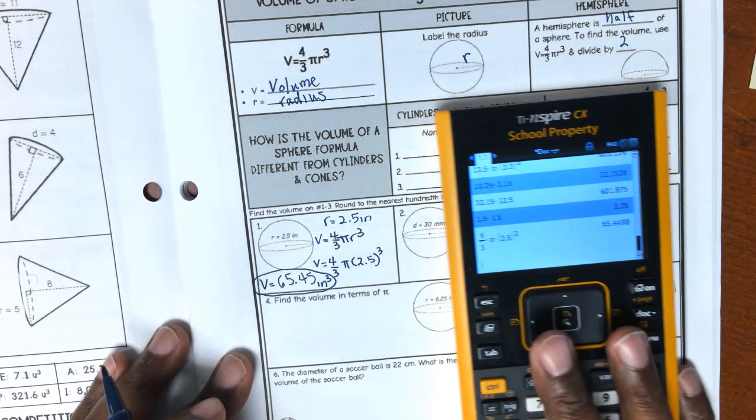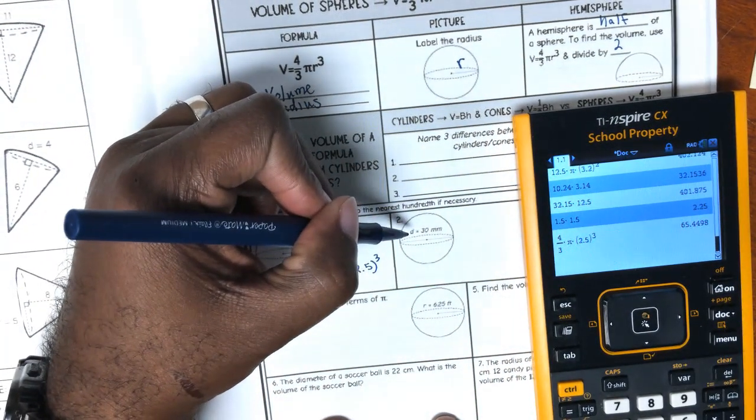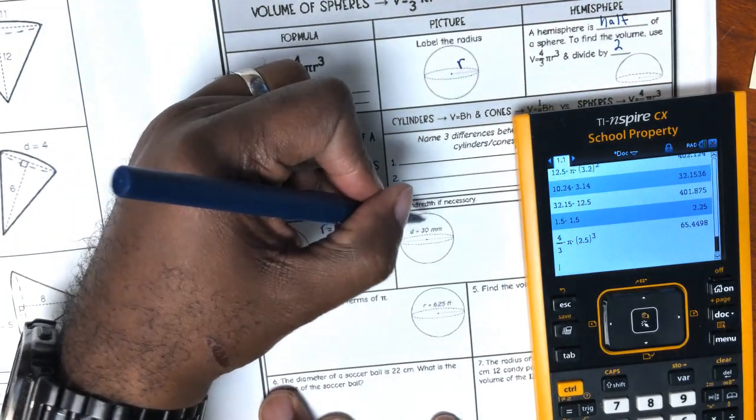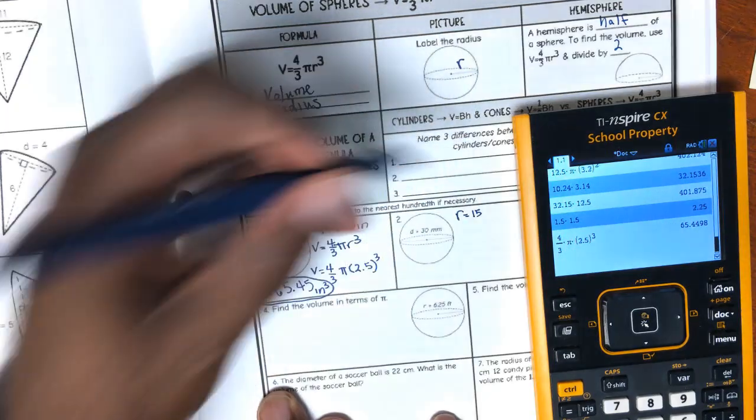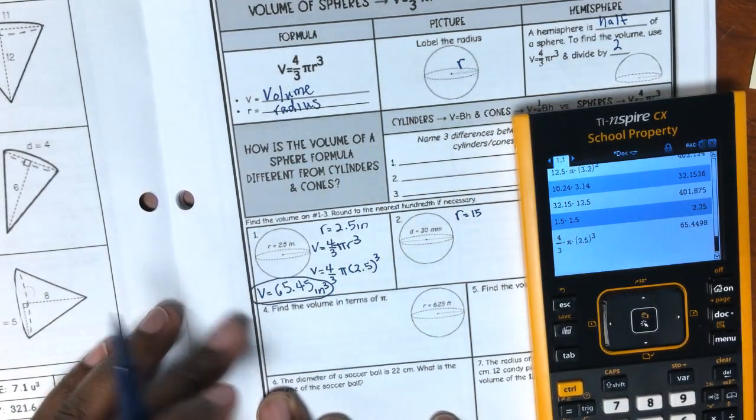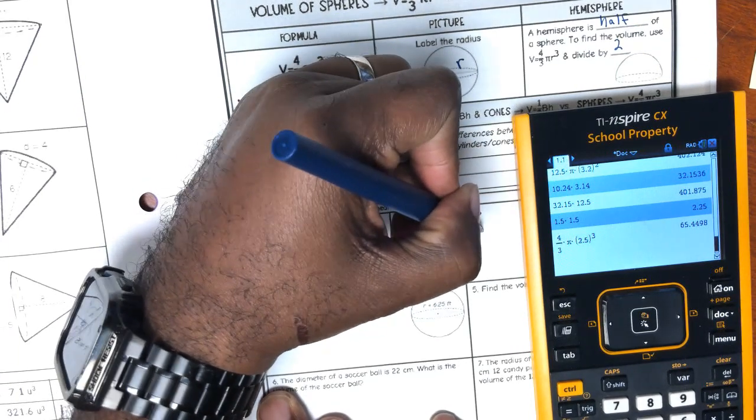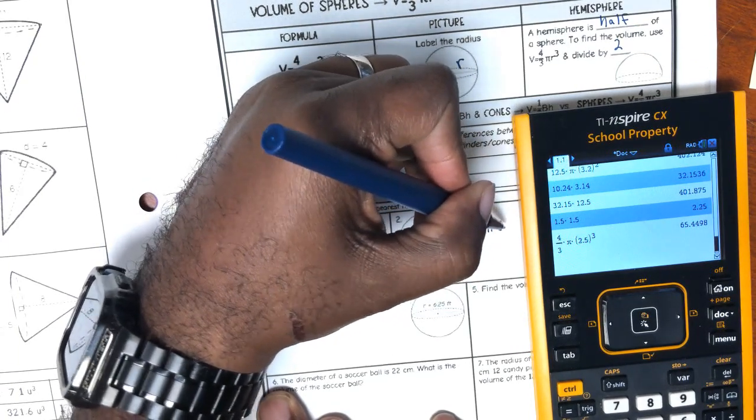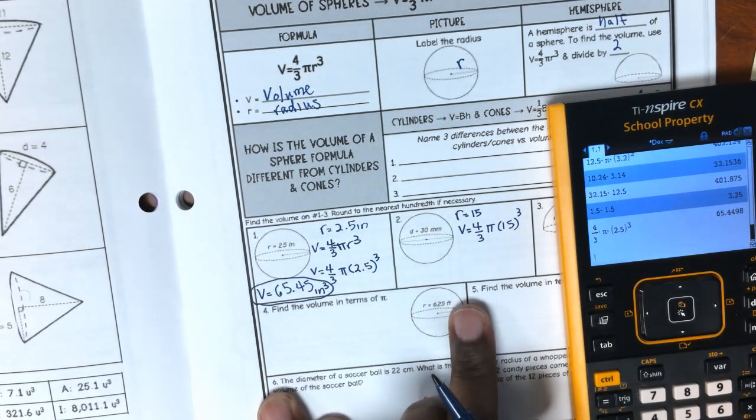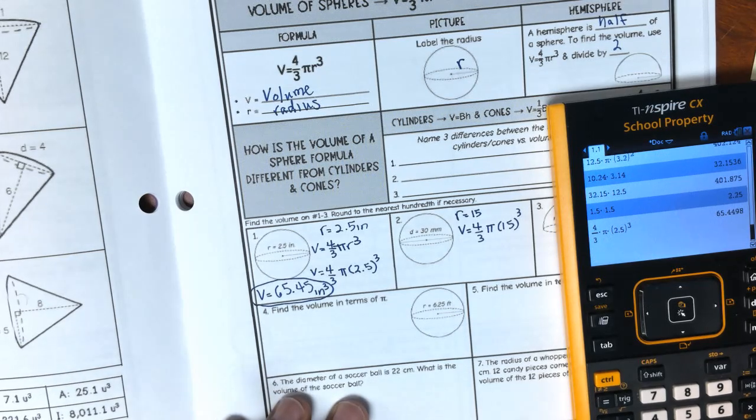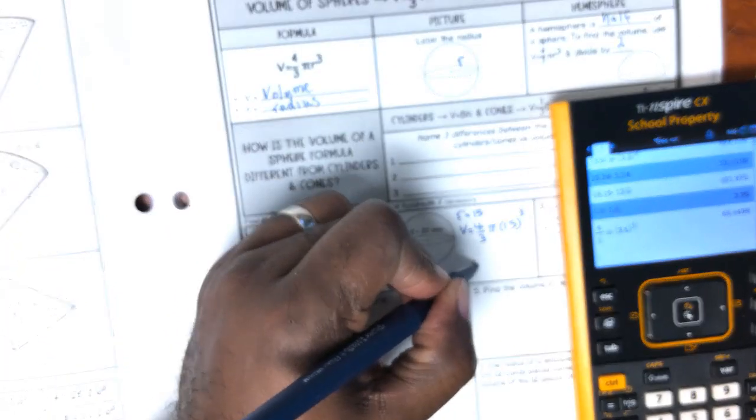So I'm going to skip around. Remember, if number 2 says the diameter is 30, what is your radius? Radius should be half of that. So on this one, R would be 15. If you needed some practice here, go ahead and write your formula out. V is equal to 4/3 times pi times 15 cubed. And then you would find your volume there. Don't forget your units. Your units should be in millimeters cubed, or cubic millimeters.